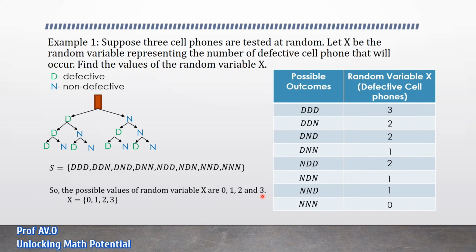So, try to look at the values. We simplified the values of our random variable x. We have repeated values. In mathematics, if we have repeated values, just like 1, 1, 1, 2, 2, 2, we only write it once. Okay? So, in symbols, we have x equals 0, 1, 2, and 3.